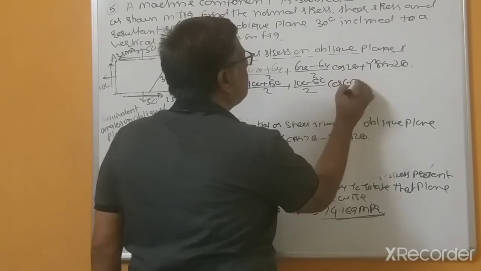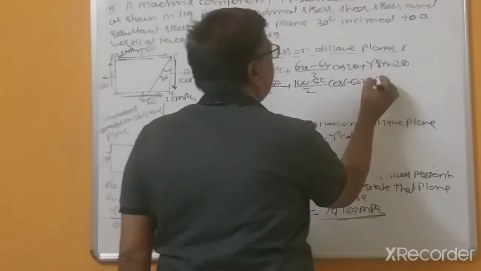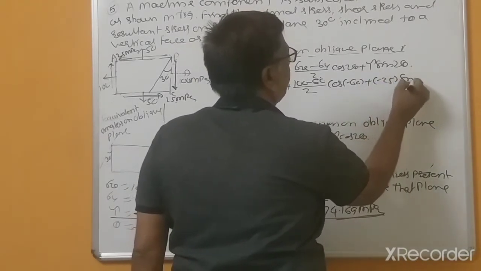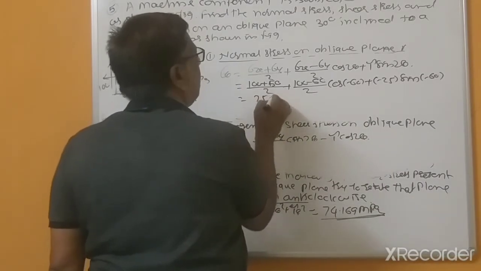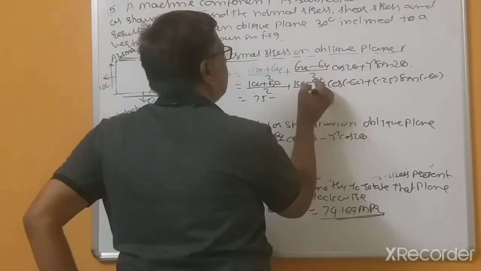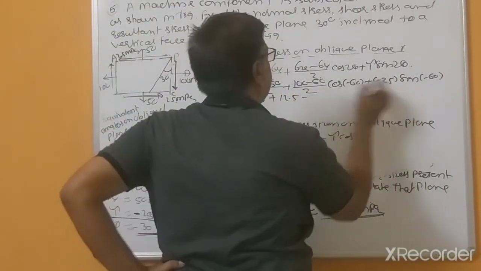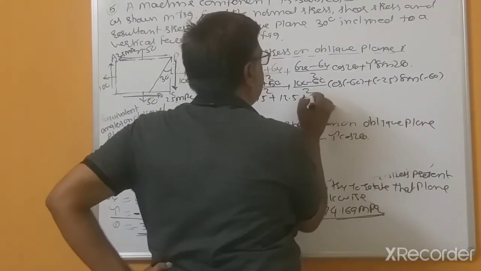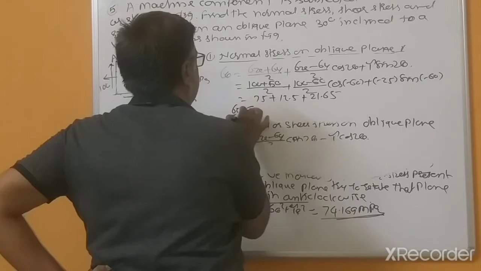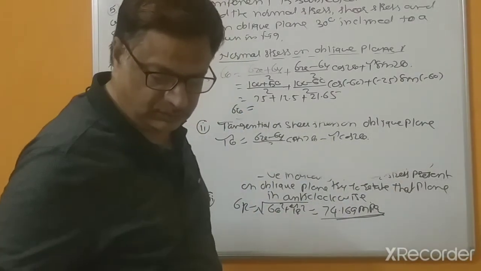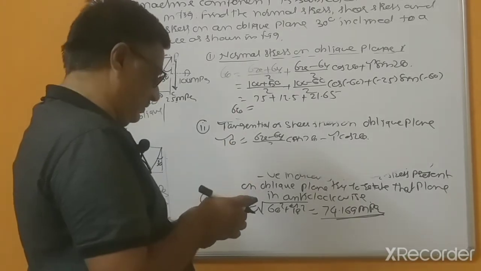Cos of minus 60, tau minus 25, sin minus 60. 75, and this is 12.5, minus this is sin 60, which means 21.65. Sigma theta equals, right.